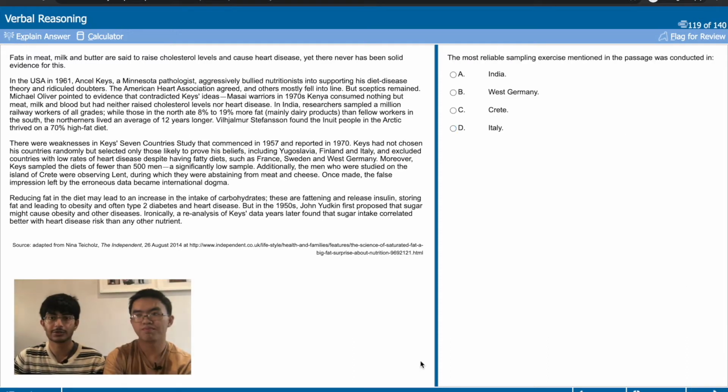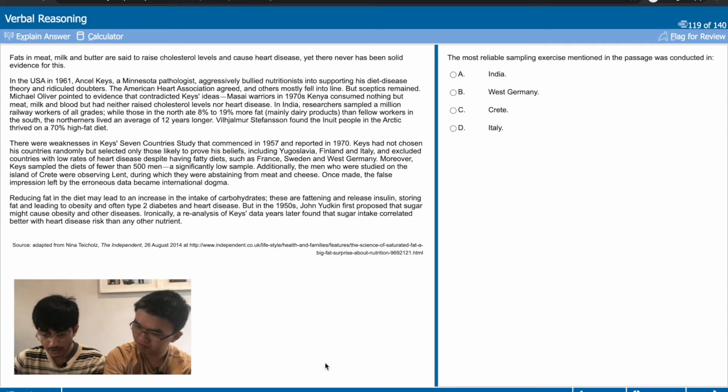Again, you can pause the video here. Okay, and now we're going to answer the question. So the most reliable sampling exercise mentioned in the passage was conducted in, and then there is a list of countries. So sampling exercise. I assume it's going to be in the second and third paragraphs. Okay, so I found sample in the second paragraph.